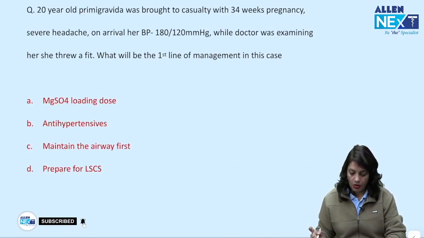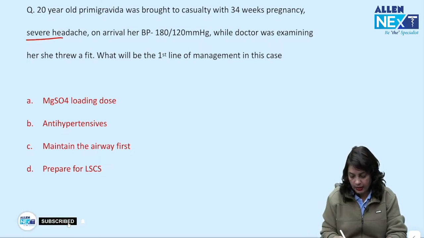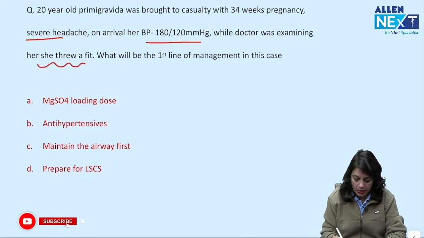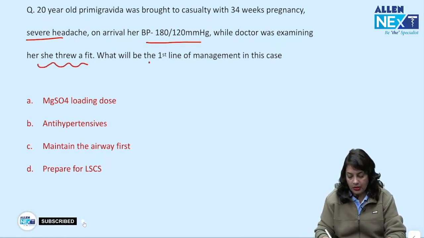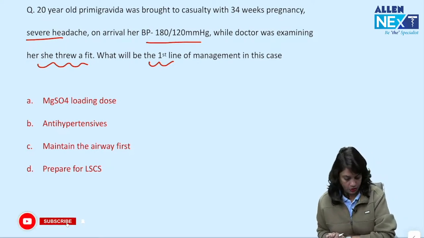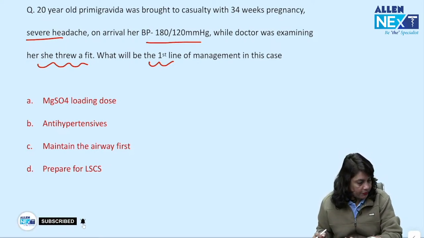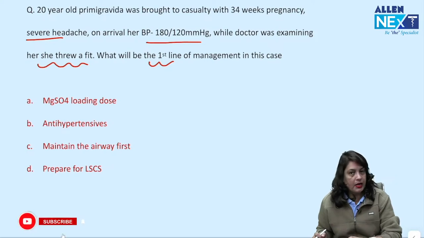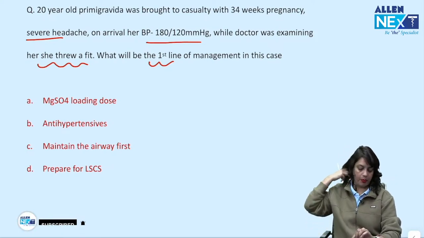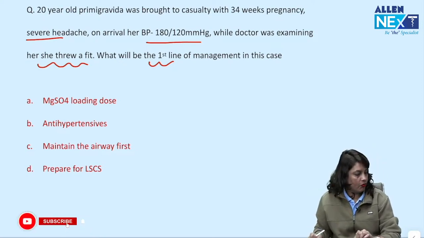Now 20-year-old primigravida was brought to casualty at 34 weeks with severe headache. Blood pressure is 180/120. Doctor was examining, she threw a fit. What is your first line of management? I want the correct answer in this question. Is it magnesium sulfate? Is it antihypertensive? Is it maintain the airway first? Or is it prepare for LSCS? What's your correct answer in this question?